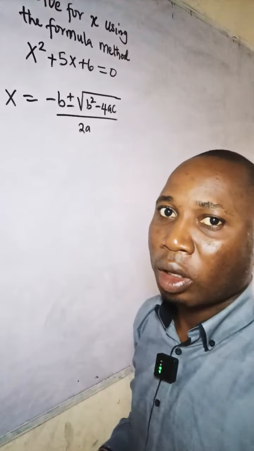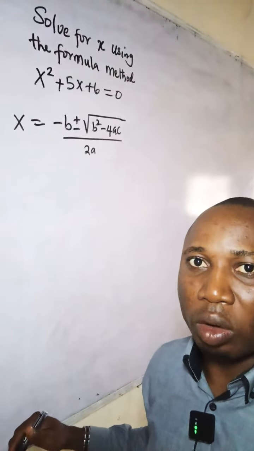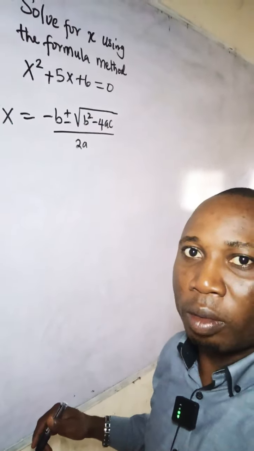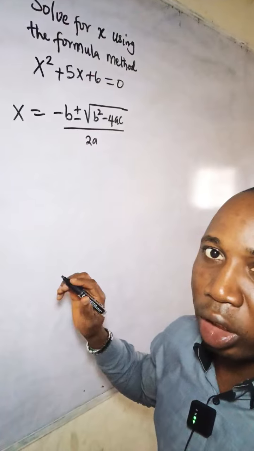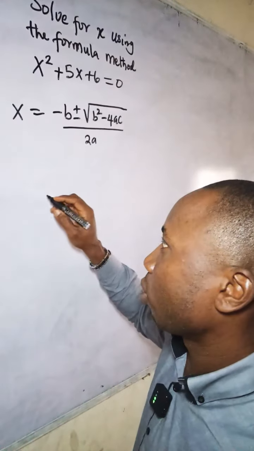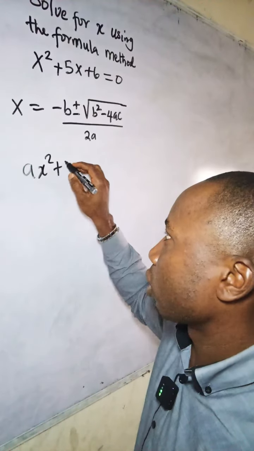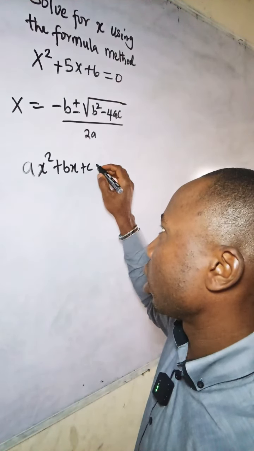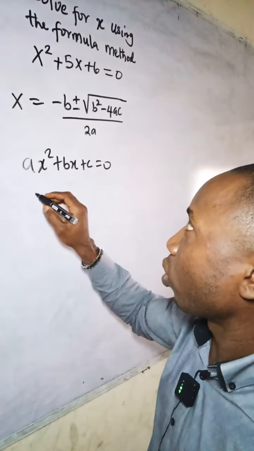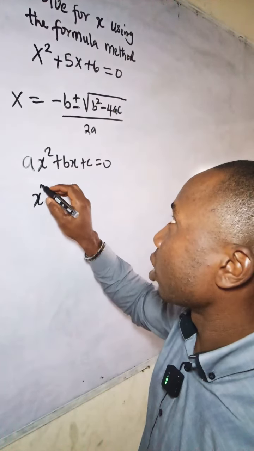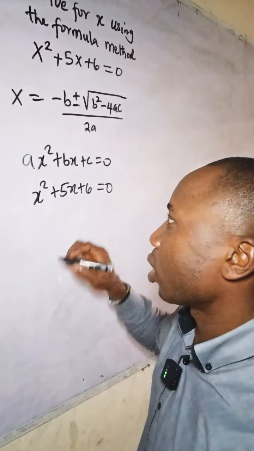This is the formula. And then if you can remember, you will know that there is what we call the general form of a quadratic equation. That is the word normally. The general form of a quadratic equation is given as ax squared plus bx plus c equals 0. So if we check the equation that we have here, we have x squared plus 5x plus 6 is equal to 0.